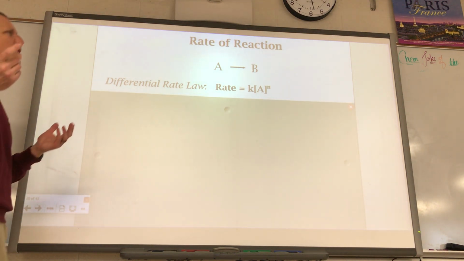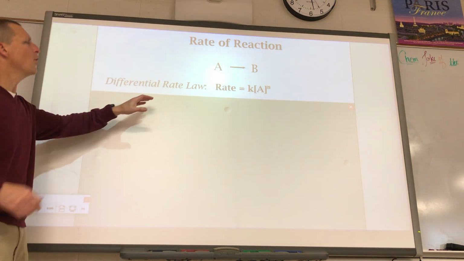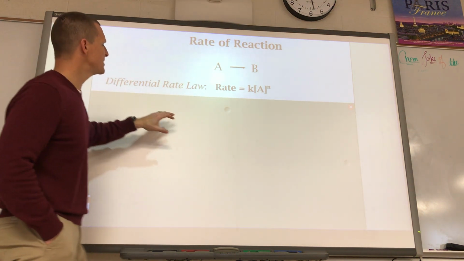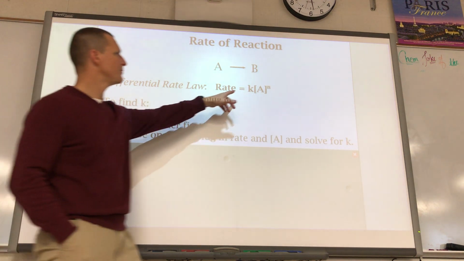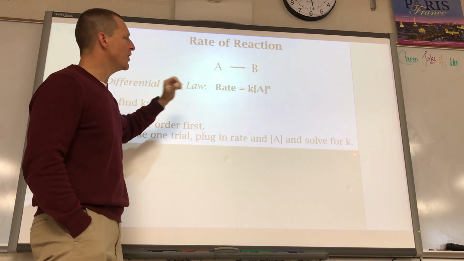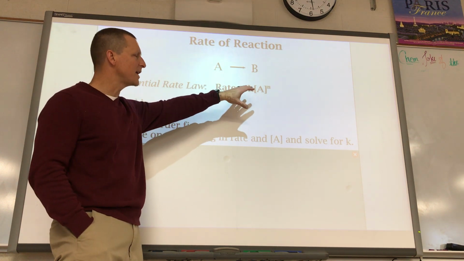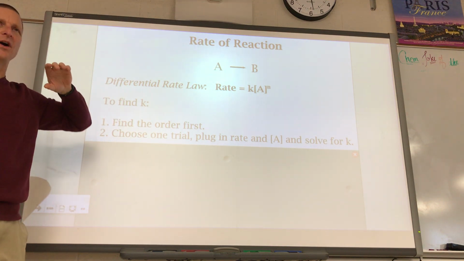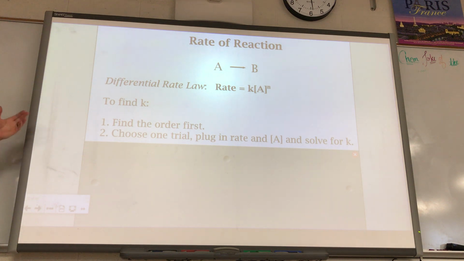All right, just one other slide with a few things about finding a differential rate law, then we'll do an example. So this is the same thing as what we started with on the last slide. If we want to find K, the K value, we first have to figure out the rate law by finding the order of the reactants, and then choose any trial that you're given from the data and plug the rate and all the concentrations into the rate law and just solve for K. And again, I know that seems like it's difficult, but when you really do it, it's really easy. Just plugging numbers into a formula and solving for an unknown.